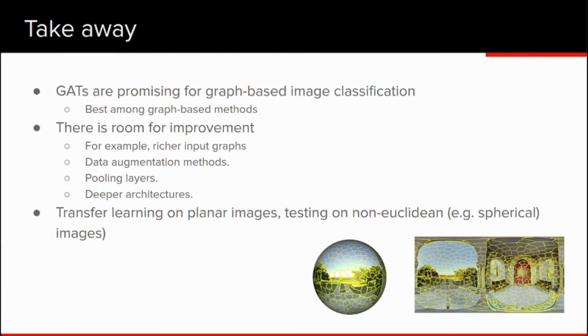The final goal of techniques such as this then could be to train on planar images, which have more data sets available, and then transfer this knowledge to non-Euclidean domains, such as spherical images.